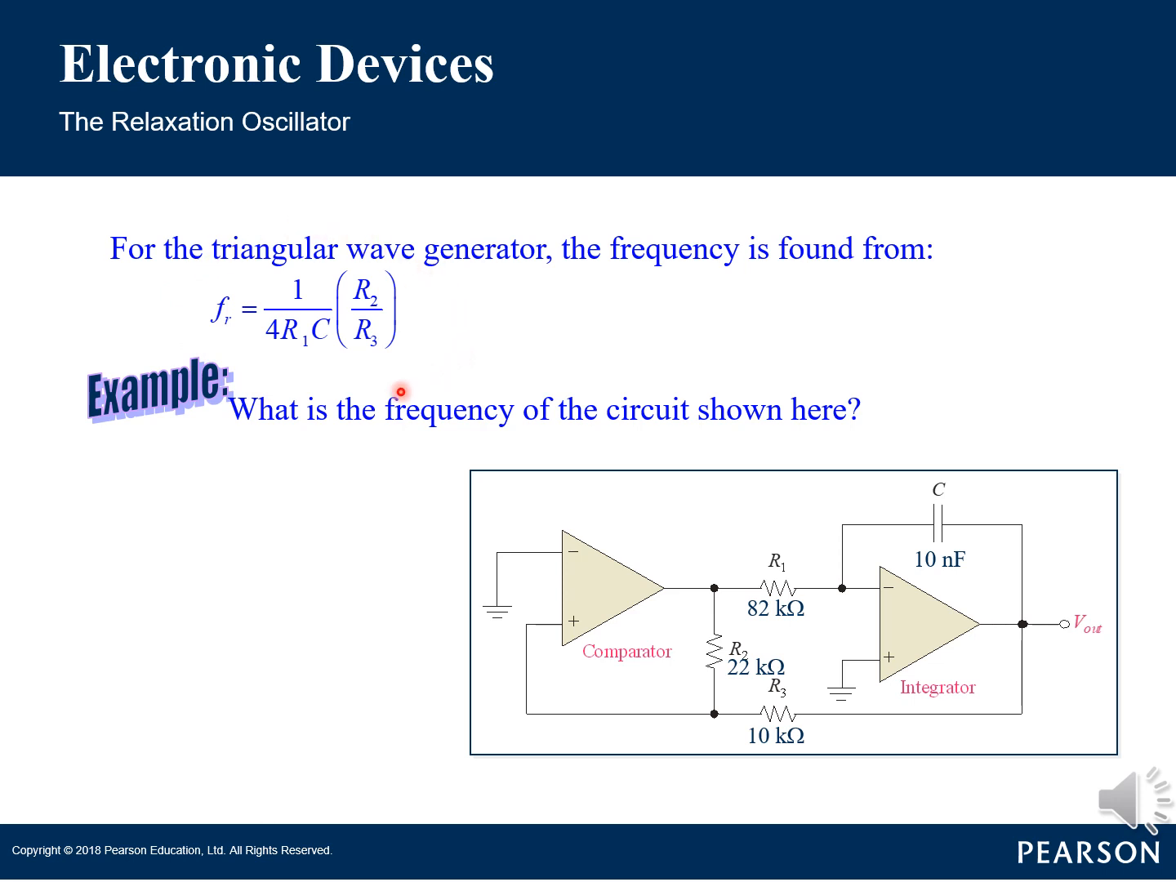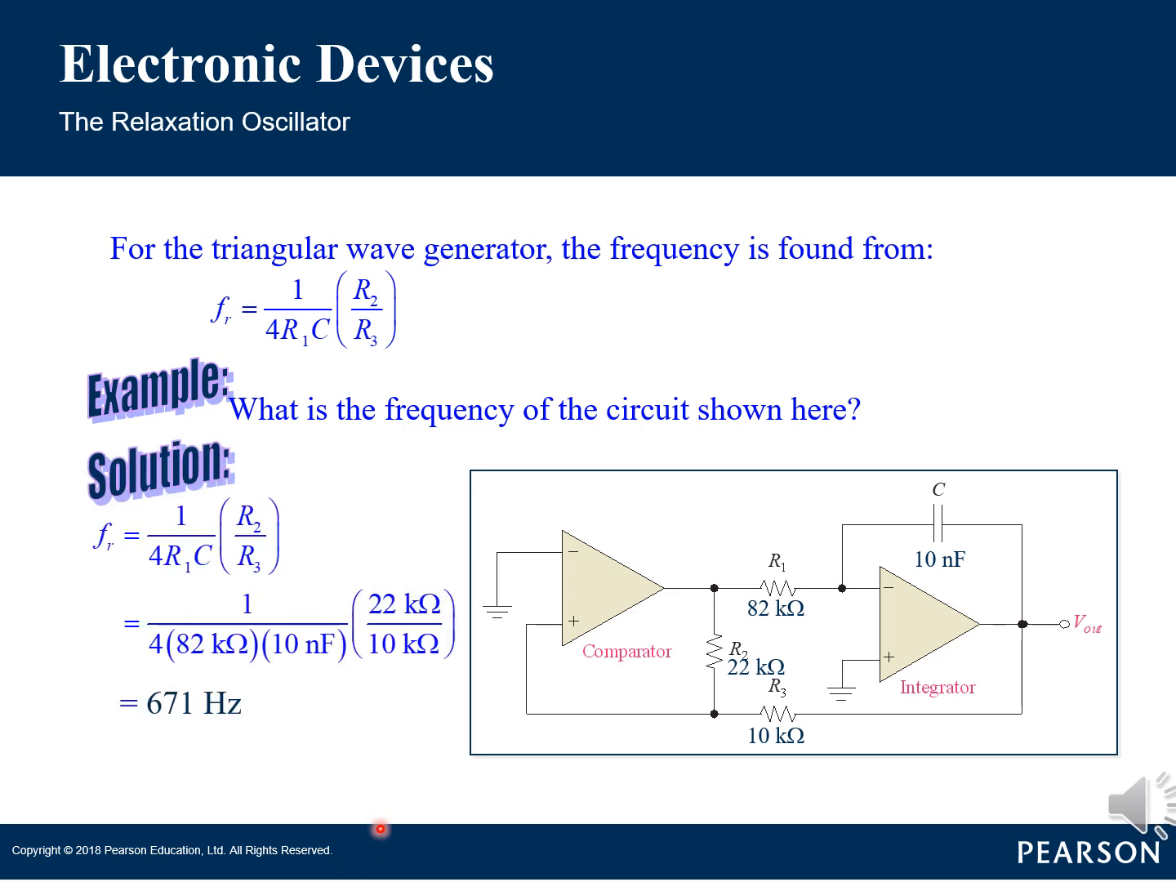Now let's apply it to the following example. Can you calculate the frequency of the circuit shown here? By using the previously given formula, f of R is equal to 671 Hz.